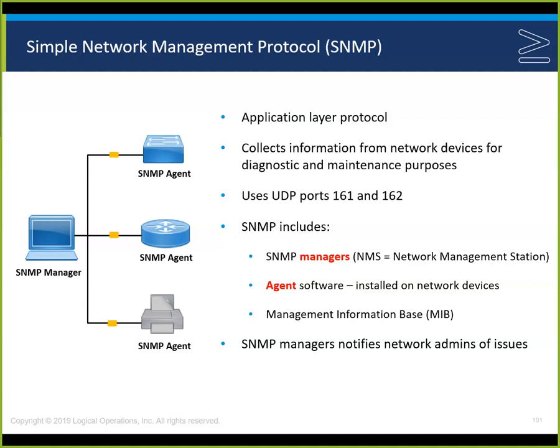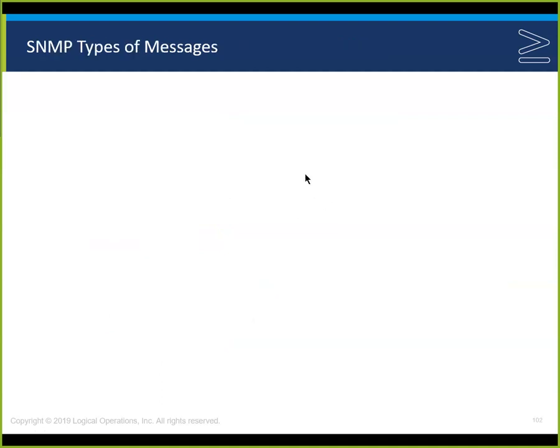SNMP is a protocol. It is the protocol that's used to send this information back and forth. We still have to have some sort of application in order to do it. We have to have an agent running on the device, and the agent has to have a MIB, a management information base. And inside that management information base, it has to have a listing of devices that it can provide information for to something that can understand that, to a particular application.